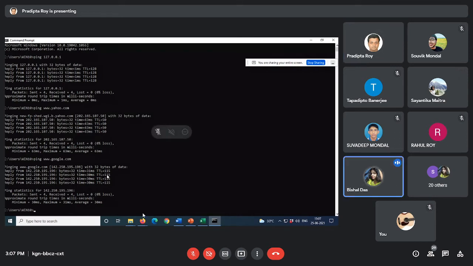Anyone? 13. Exactly. So just subtract the value 115 from the highest value 128. So you will get 13. That means after crossing 13 routers or 13 junction points, my data packet has reached the Google server.